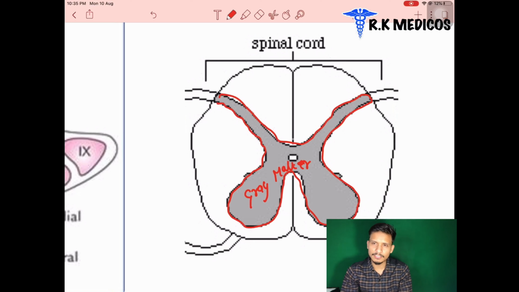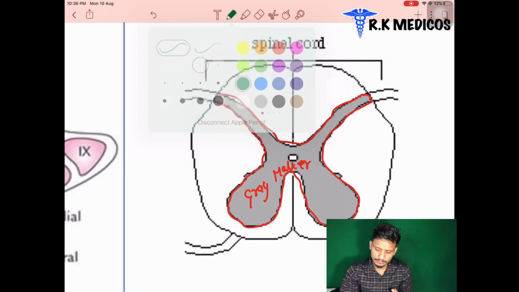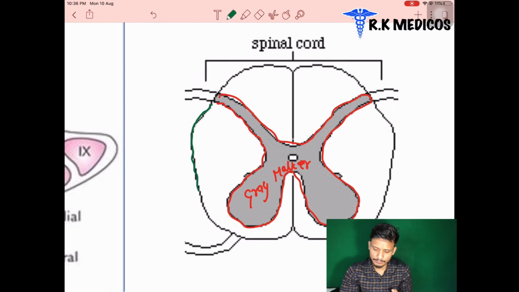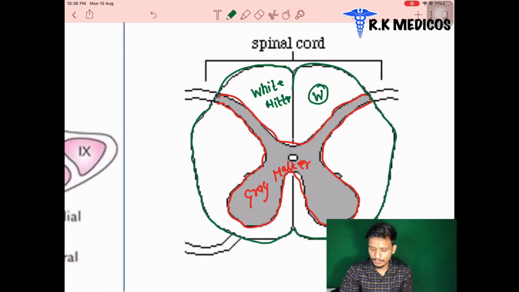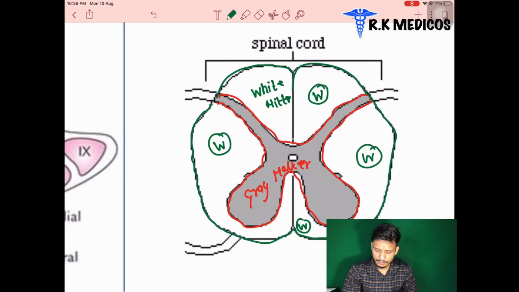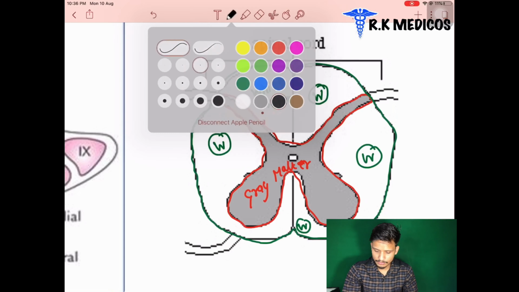And outside this region, what we are looking at here is white in appearance. We can see a huge white space, and this huge white space is called the white matter. Now I am marking W for the white matter. This all is white matter. What is gray matter? You can see here, this is all the gray matter.